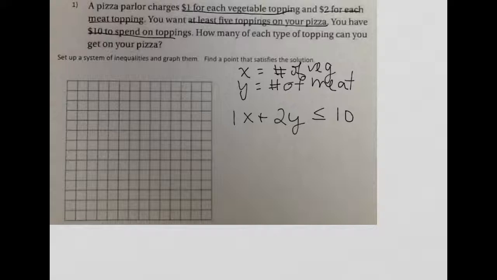The other sentence says you want at least 5 toppings. So I could have so many of the veggies plus so many of the meat. What was the symbol for at least? Greater than or equal to, at least 5 toppings.